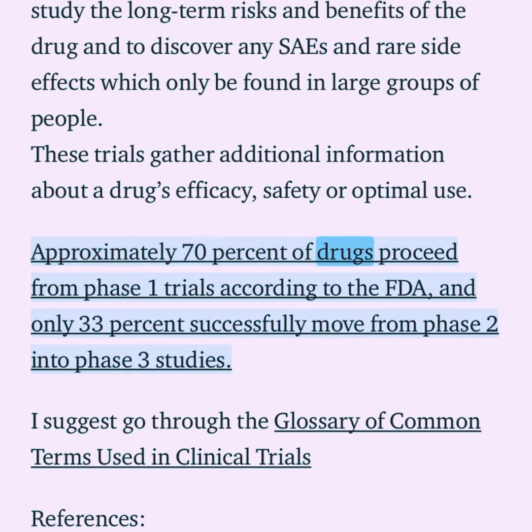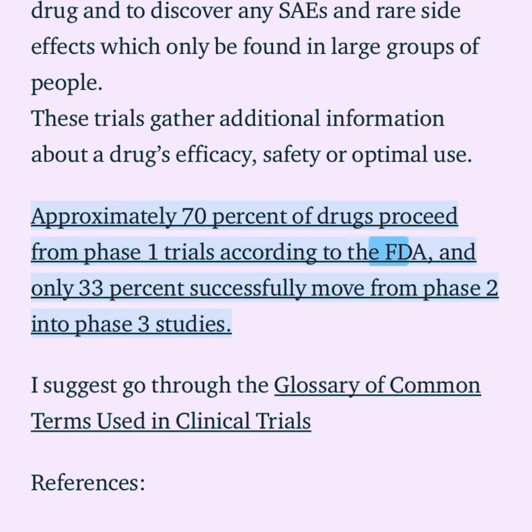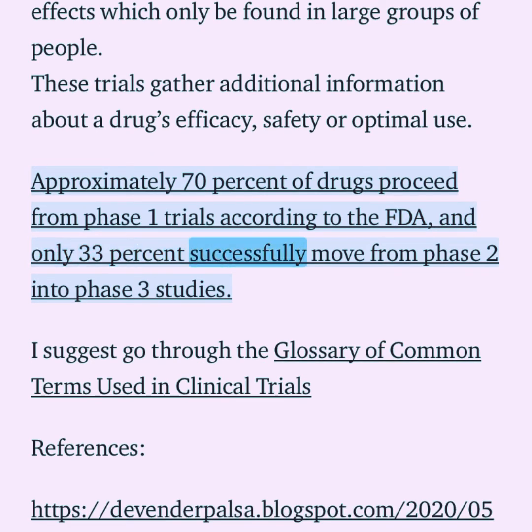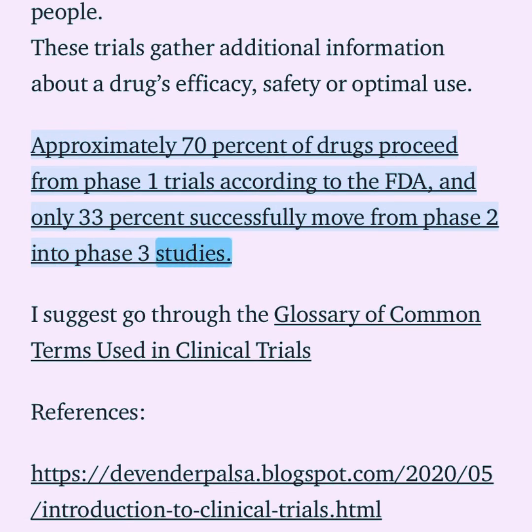Approximately 70% of drugs proceed from Phase 1 trials, according to the FDA, and only 33% successfully move from Phase 2 into Phase 3 studies.